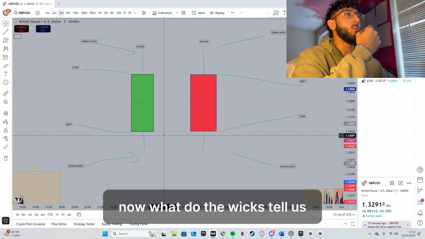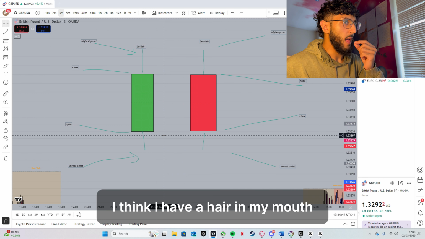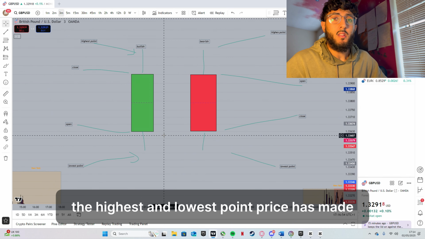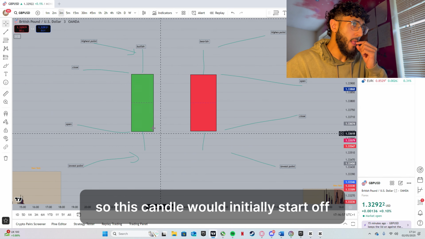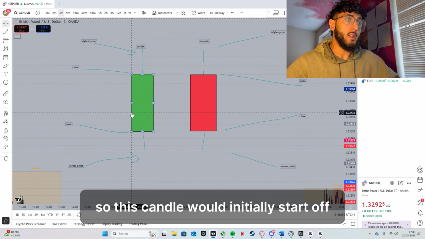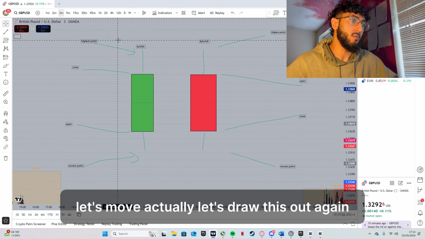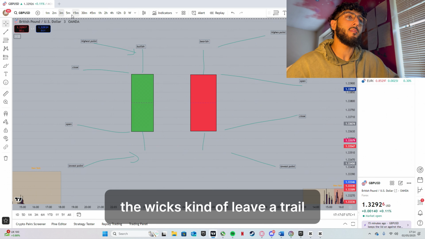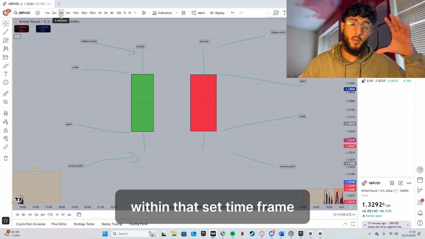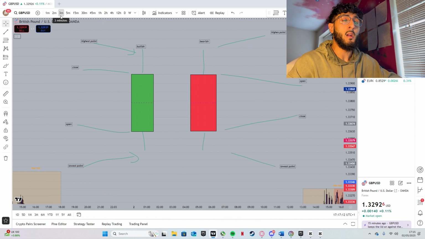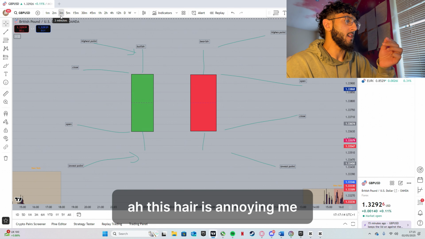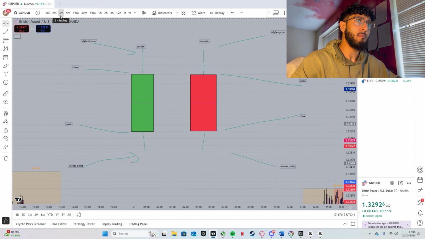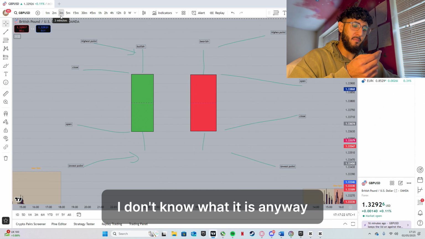Now, what do the wicks tell us? I think I have a hair in my mouth. Anyway, the wicks tell us the highest and lowest point price has made. So this candle would initially start off, let's draw this out again. The wicks kind of leave a trail. It tells us where price has gone within that set time frame. Now going on to time frames, this hair is annoying me. Ugh. I don't know what it is.